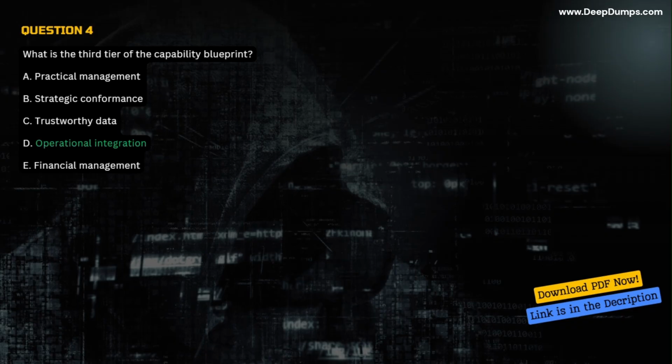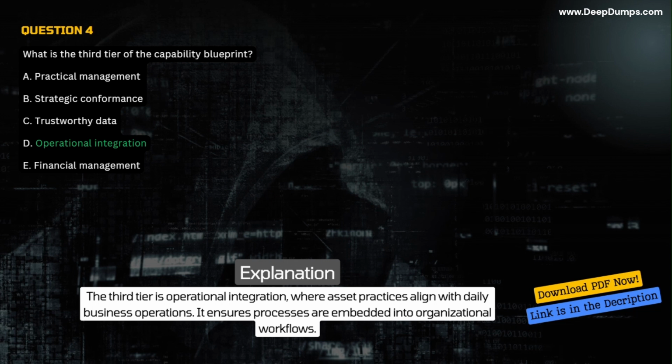Operational integration. Explanation. The 3rd tier is operational integration, where asset practices align with daily business operations. It ensures processes are embedded into organizational workflows.